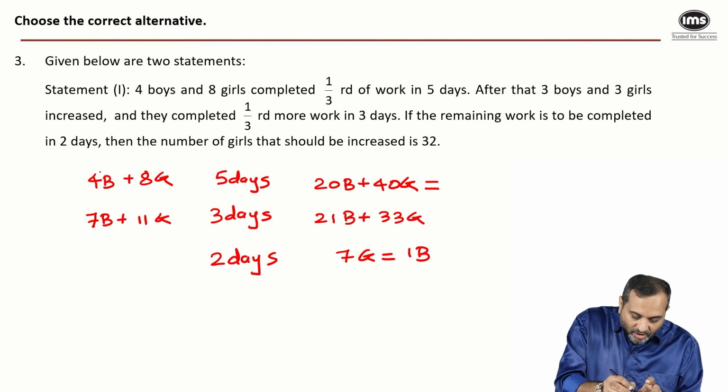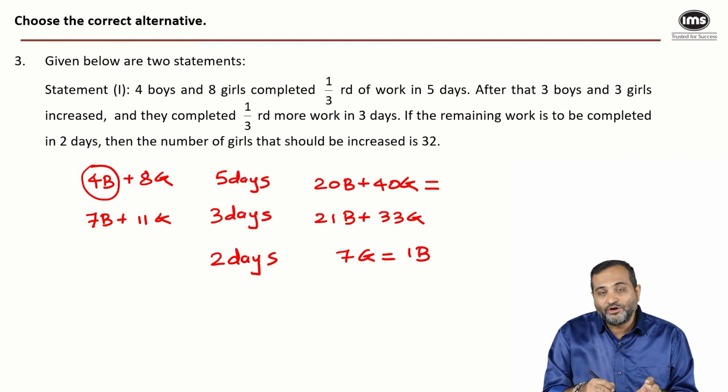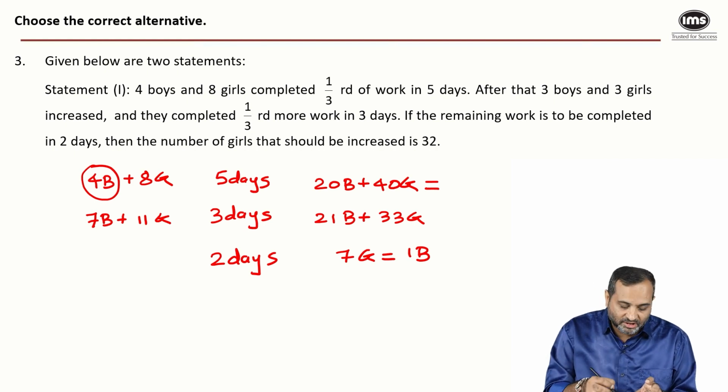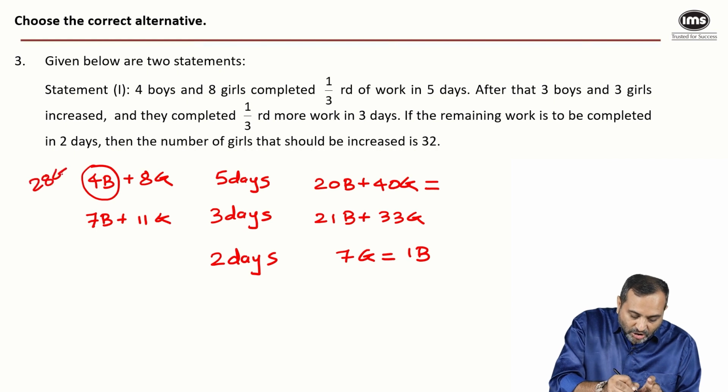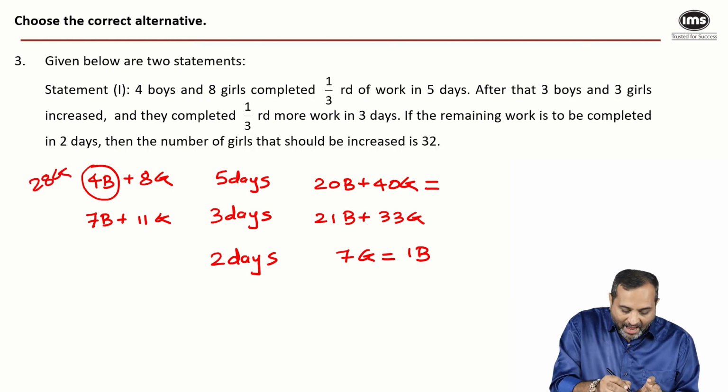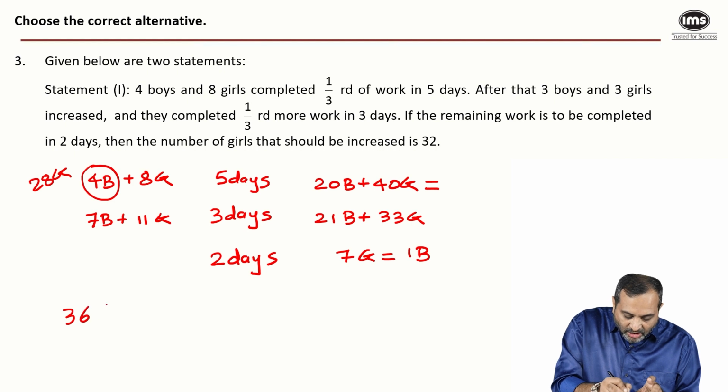So now, let's convert. I have 4 boys. I know 1 boy is equal to 7 girls. So 4 boys, can I say, will become 28 girls. So 28 plus 8, I have 36 girls. 36 girls can do my job in 5 days.